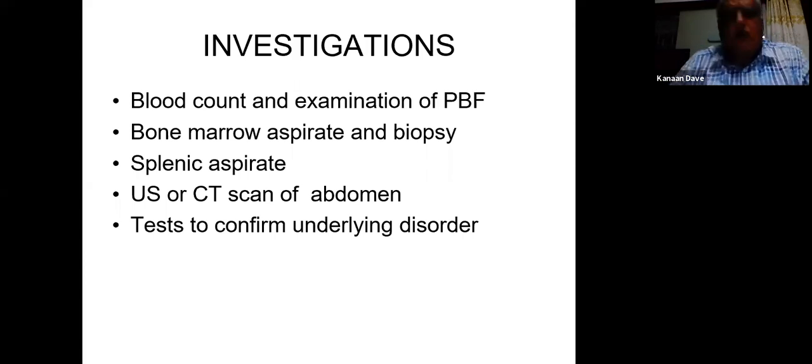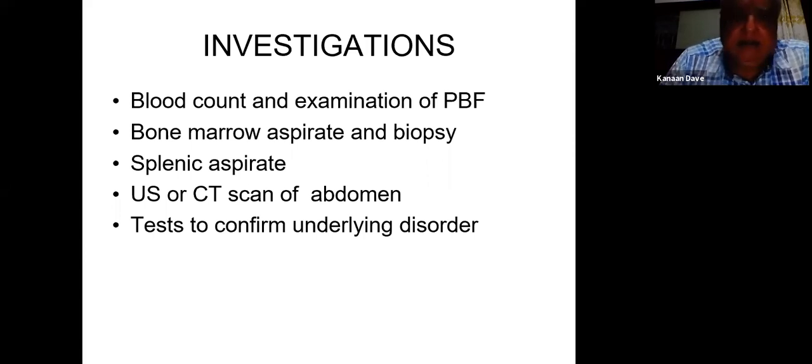Investigations, of course, the most important is to do a blood count. You do a total blood count and a mandatory examination of the peripheral blood film. The peripheral blood film gives you valuable information. You can check for sickle cells, you can check for spherocytosis, you can check for malaria parasites, other red cell inclusions, and you can look at the morphology of the white cells, whether there are leukemic cells in circulation or not. If the platelets are reduced, you can confirm that on the peripheral blood film. So we get a lot of information by examining the peripheral blood film.